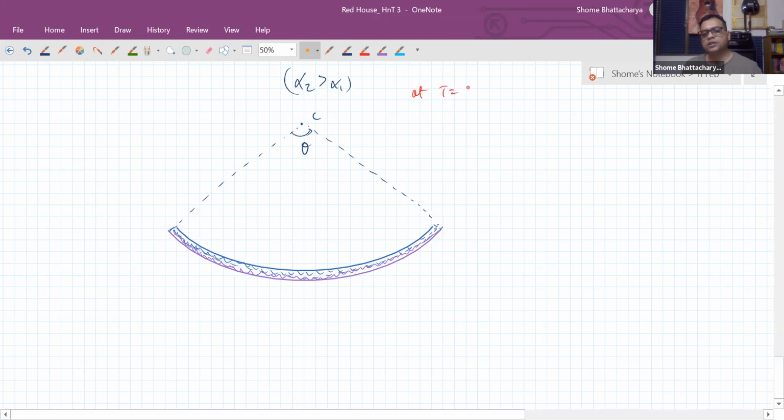So at T equal to T naught plus delta T, the shape becomes an arc subtending theta at the center of curvature C.